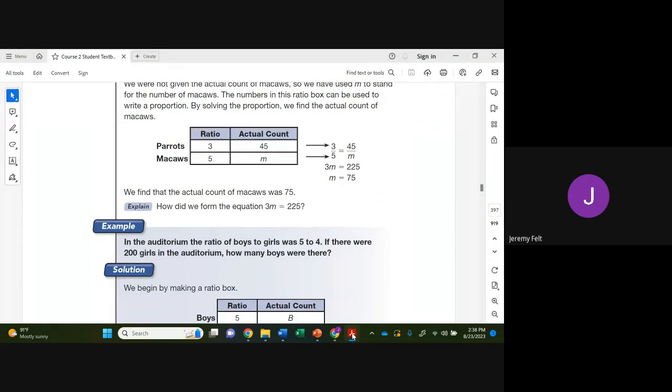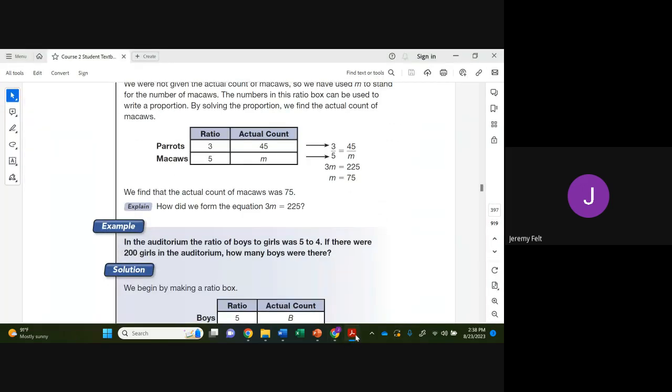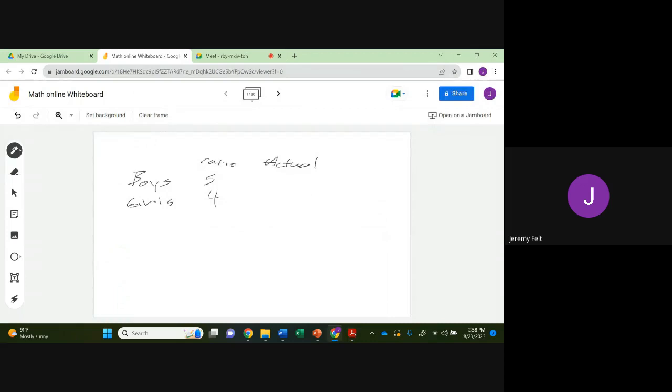If there were 200 girls, and sometimes we'll add in a third row down here of total. For this one, it doesn't look like we need it, but we could say 5 plus 4 is 9, and then find the total number of students based off of any of that information. So there are 200 girls.